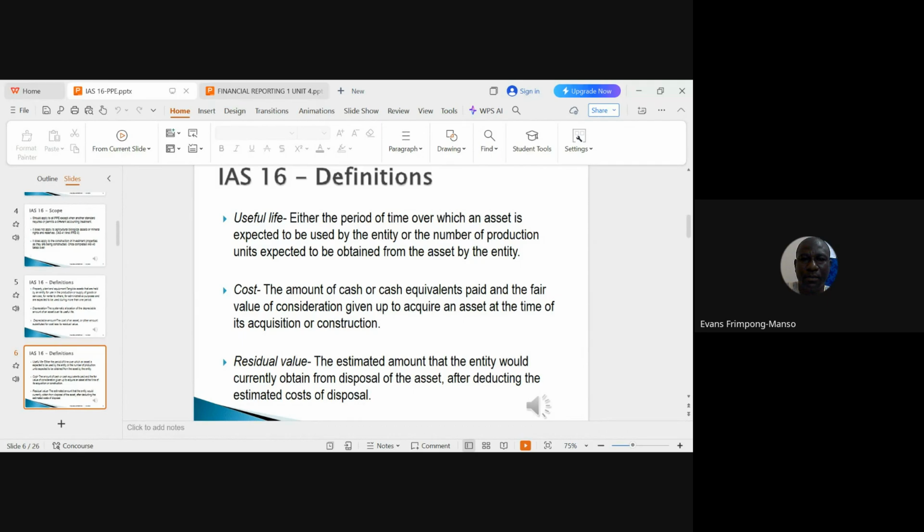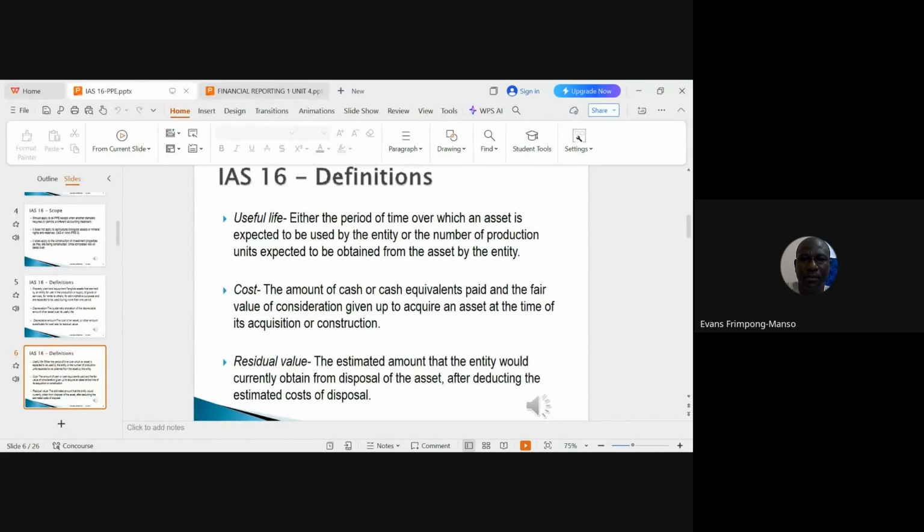Residual value means that after the useful life, assuming the asset will last for 5 years, after using the asset for 5 years, if you can sell it for something small, then that is what is called the residual value. So it is the estimated amount that the business will currently obtain when the asset is sold or disposed of after its economic useful life. That is termed as the residual value.